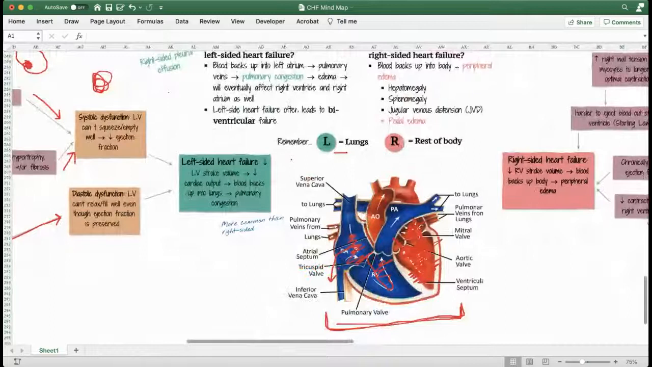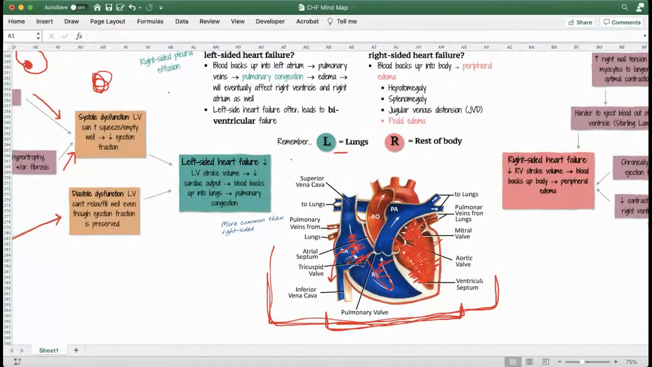But if that doesn't help you, then you can just memorize L equals left, L equals lungs. And that helps. On the other video, I go through a good, not long, reminder of how that blood flow works. Not just that, but how the conduction system works and all of that. And that's in the first 15 minutes of that video. So if you're not going to watch the whole video, just watch that part.